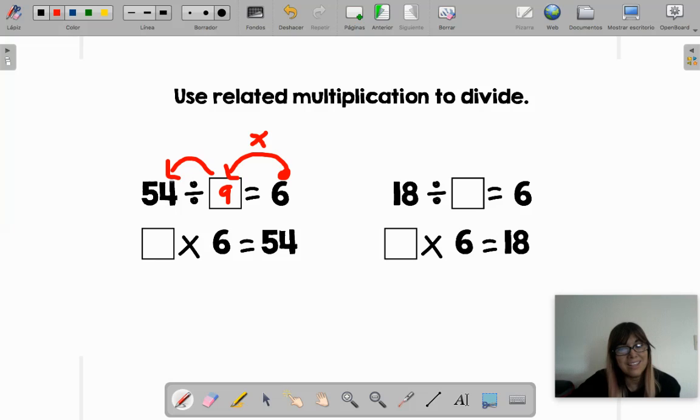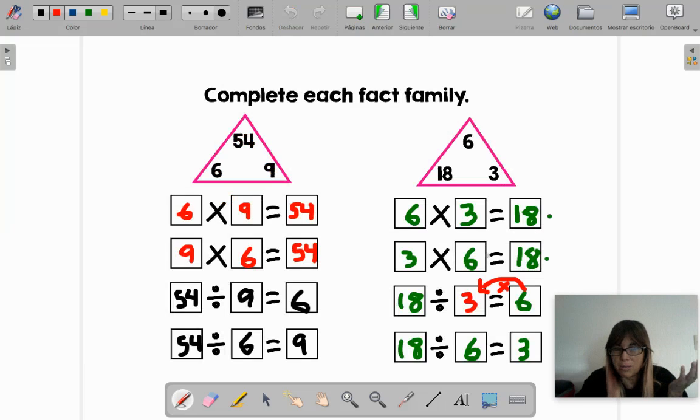You see? That's why we had to review fact families, so you understand why we multiply. Because remember, here we form fact families. And actually I put the same one that here.